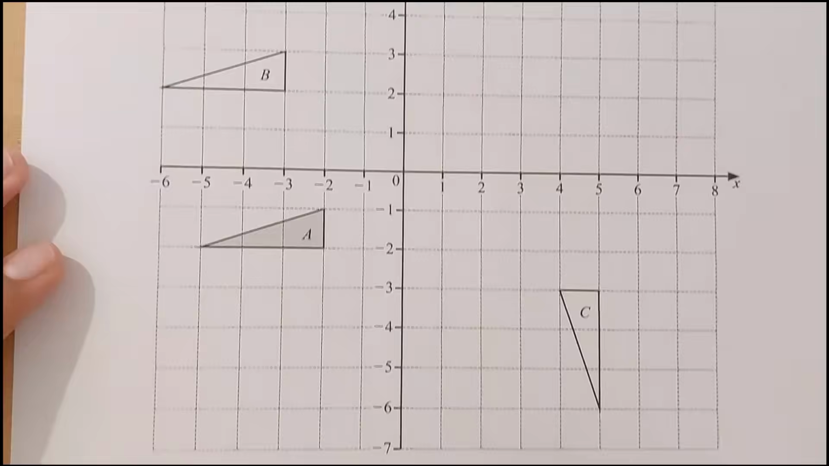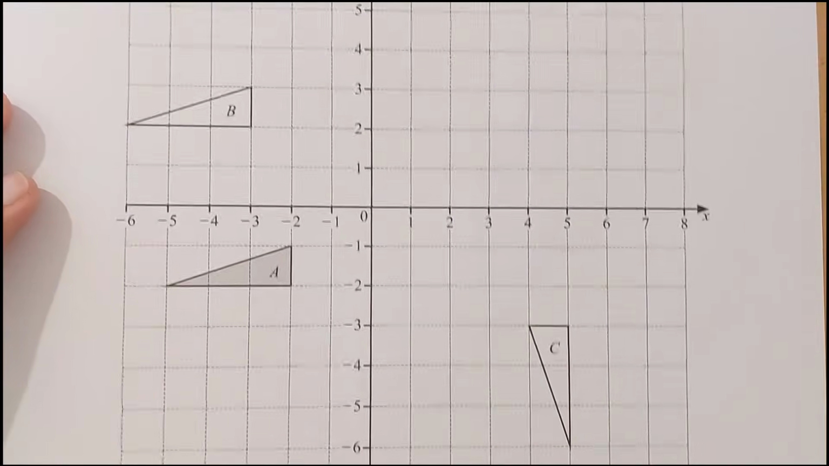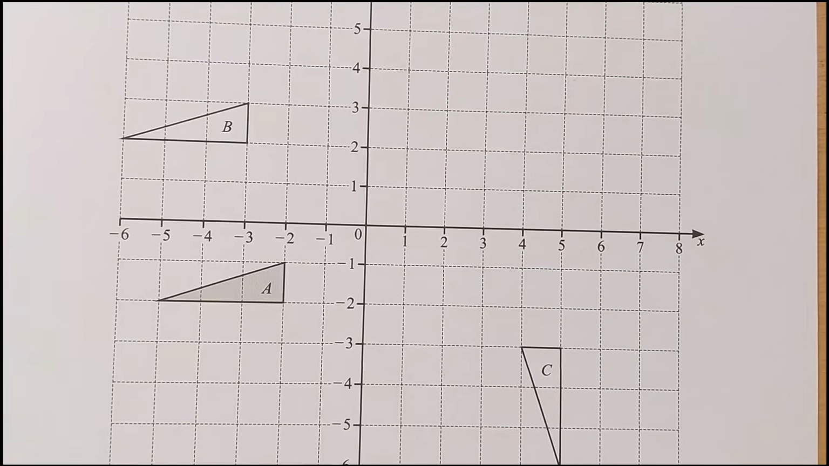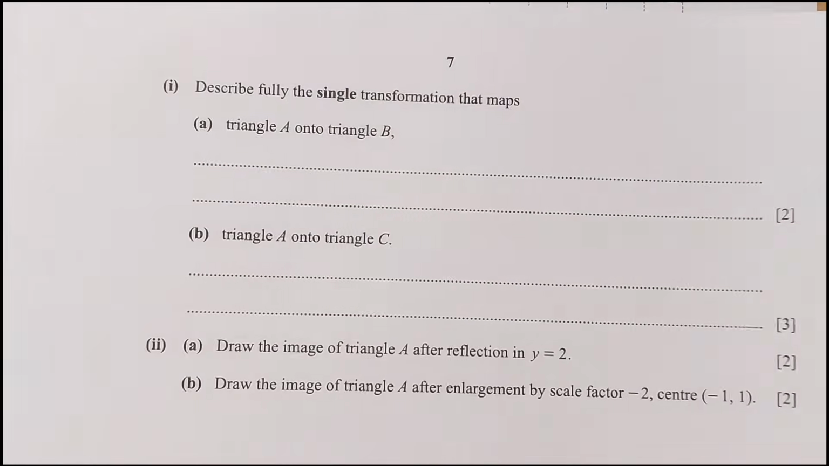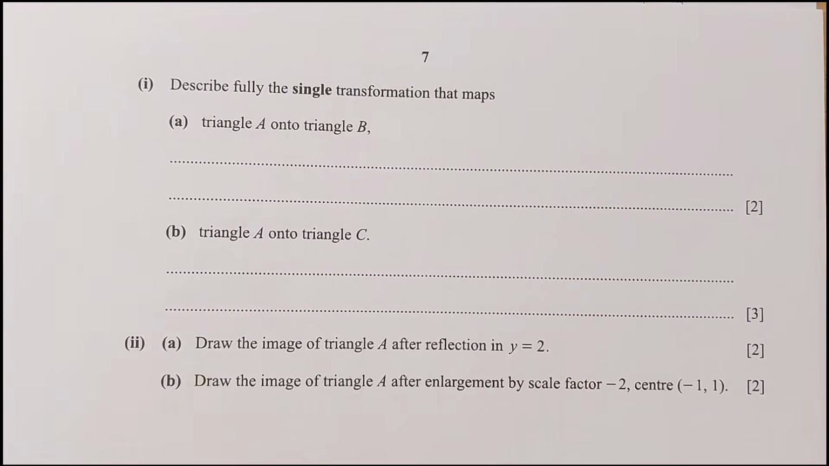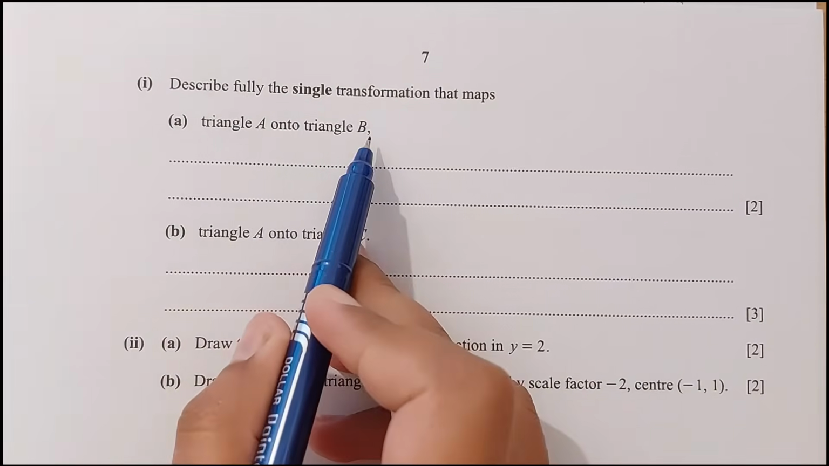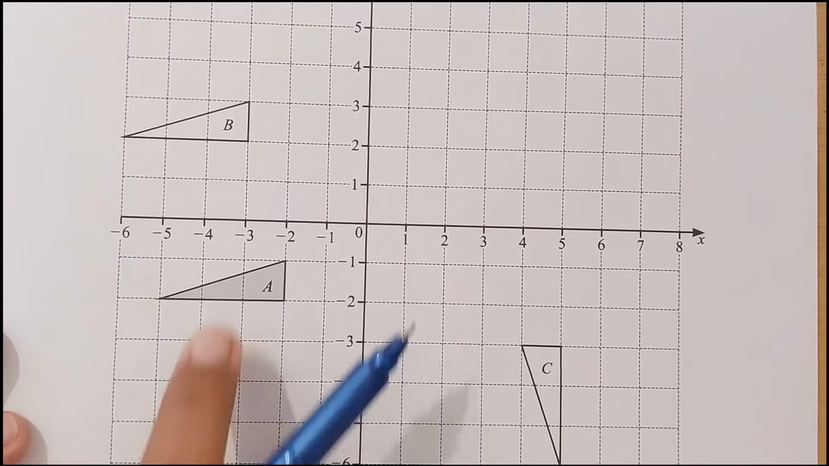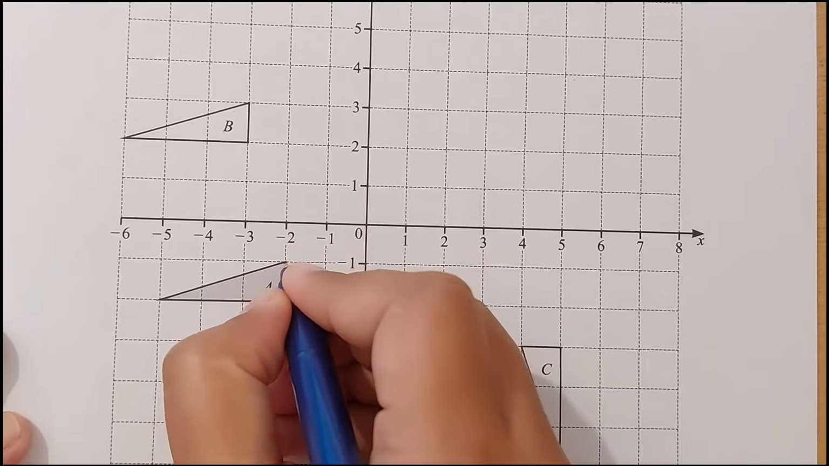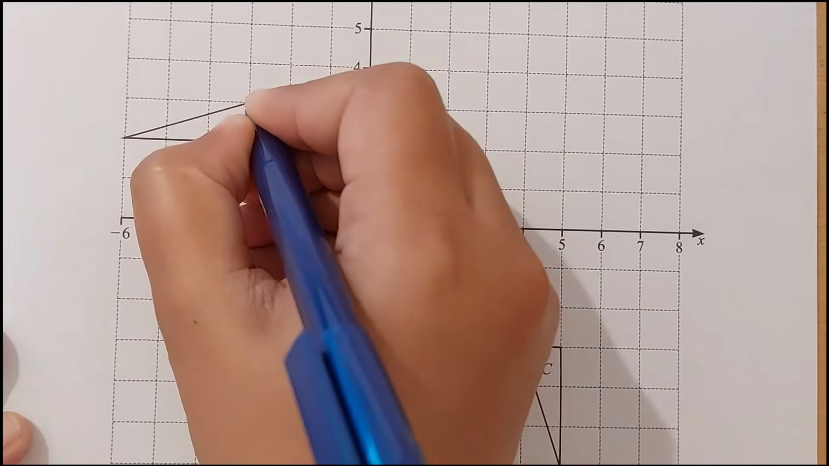Now moving to part B, we have been given three triangles A, B and C, right? The question is, for the first part, describe fully the single transformation that maps triangle A onto triangle B. So looking at triangle A and B, this is A and this is B. This is obviously a translation and we need to find the units of the translation. So considering this point and this point.